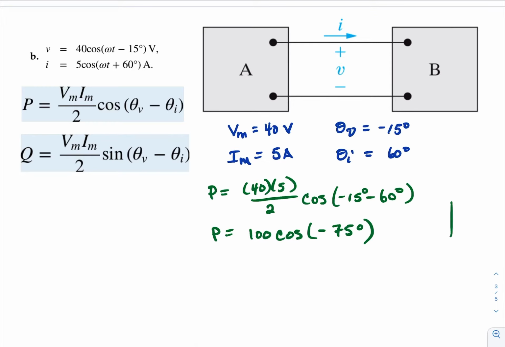And let's just take a quick look. That would bring us down here, minus 75 degrees. So in this case, cosine should be positive and sine would be negative in that quadrant. All right, so P is equal to, let's plug it in the calculator, 25.88 watts. And since it's positive, then our flow of real power is from A to B.